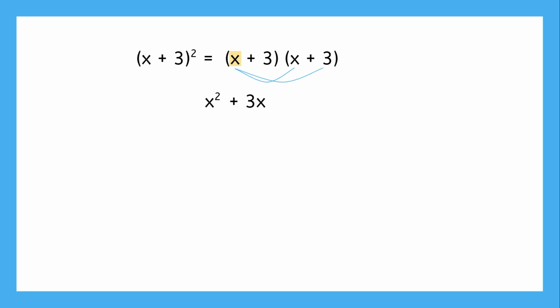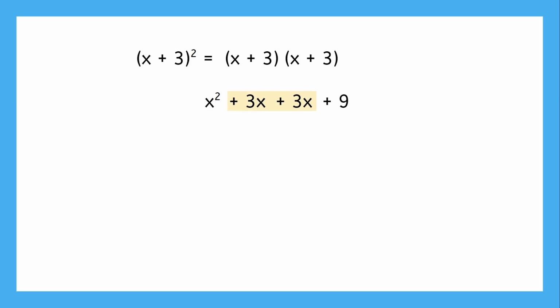Let's work out an example and see what happens. Here we've got the binomial x plus 3 squared. But what does it mean to square a binomial? Well, it's the same thing it means to square any number. X plus 3 times itself. Now we just distribute. First term times each of the terms in the second binomial. And then do the same thing with the second term.